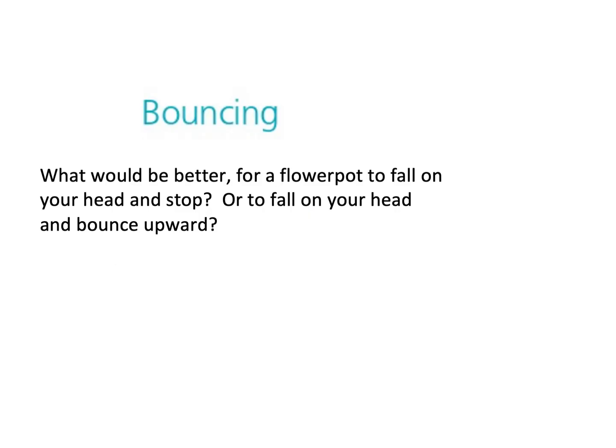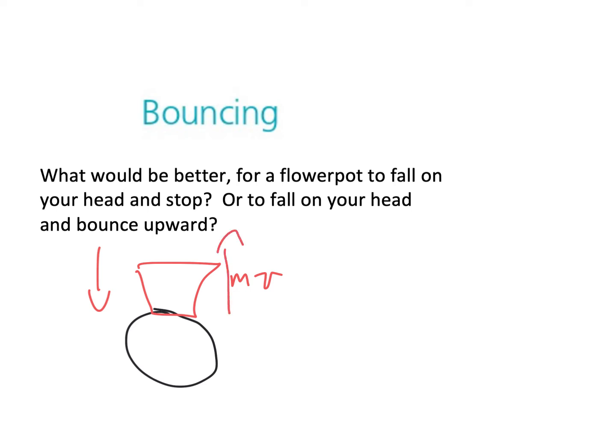So let's see if we can apply this idea to another principle, bouncing. And so here's a question. What would be better, for a flower pot to fall on your head and stop, or to fall on your head and bounce upward? So here's case one. We have this flower pot, and this is your head. The flower pot falls down and it lands on your head and it smashes into your head. That's not going to feel too good. But is that better or worse than having that flower pot bounce upward?